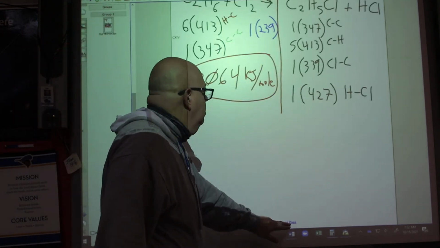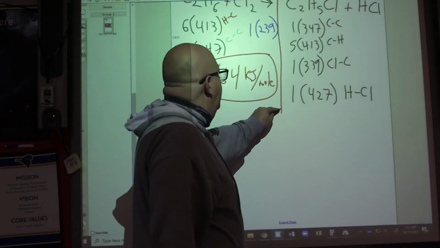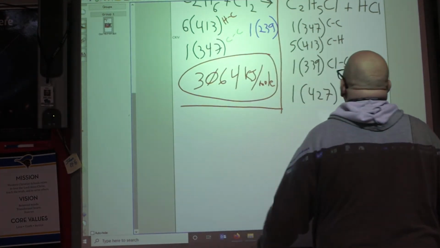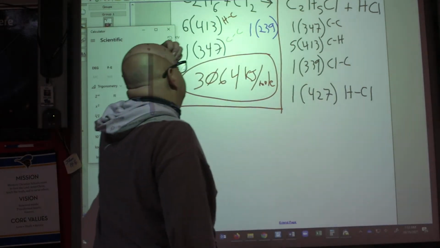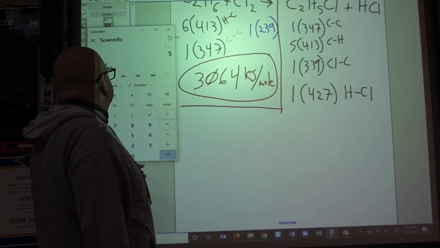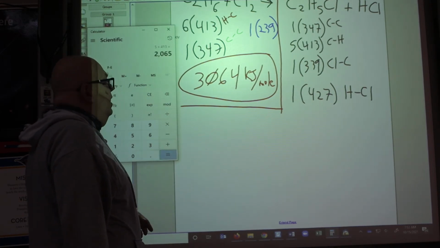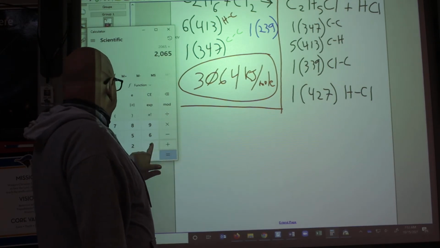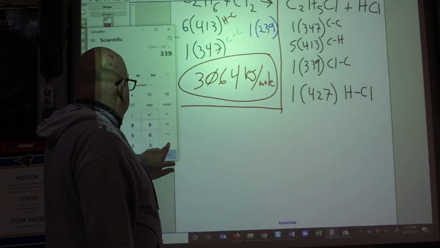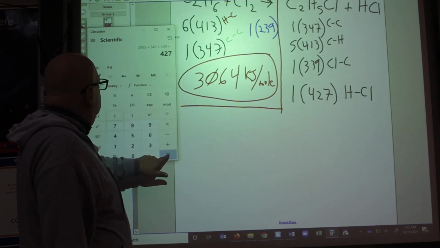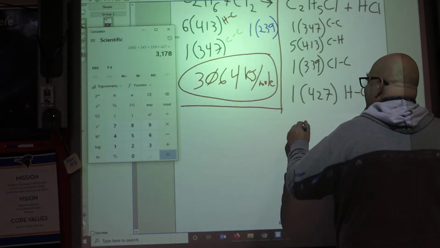This is what we have. So we're going to need to add that up. We've already figured it out for this side. Now we need to add this one up, and we're going to use the calculator for it. Let's clear it. So I have 5 times 413, that's 2,065, plus 347, plus 339, plus 427 equals 3,178.